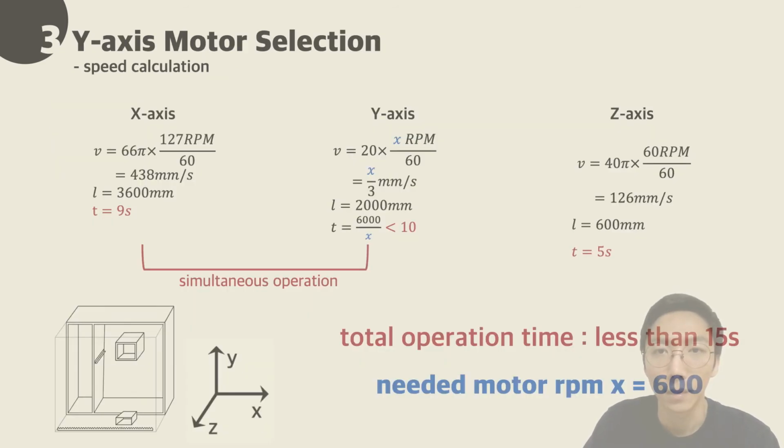This time, we are calculating the speed of the y-axis motor. The required motor RPM X was 600 or more because the y-axis motor has a driving time of 6000 over X seconds and the target speed is 10 seconds.